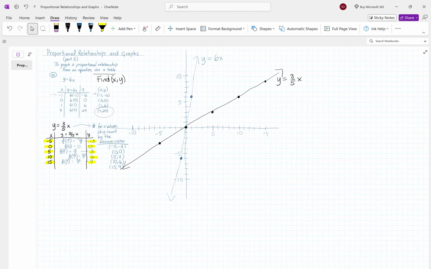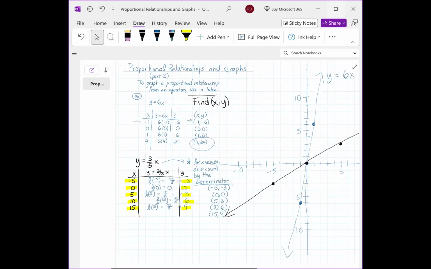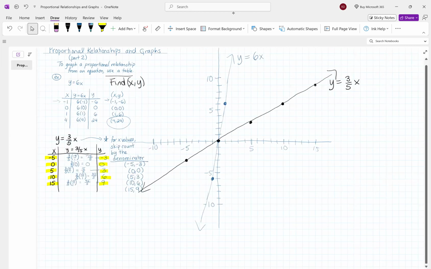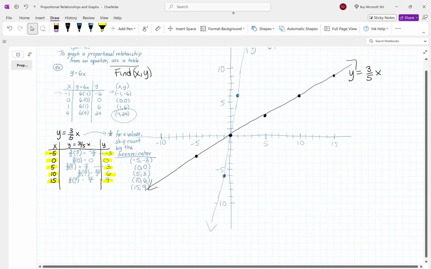And let's see how we're doing on time. Okay, we have time for one more. So we're going to do one more example. And this time we're going to do a negative fraction. So going to go back over here.